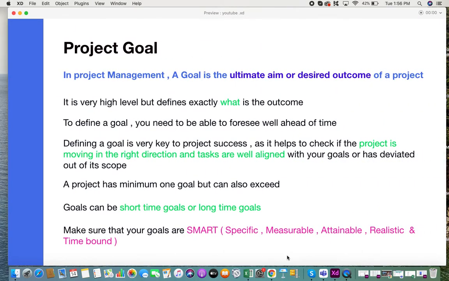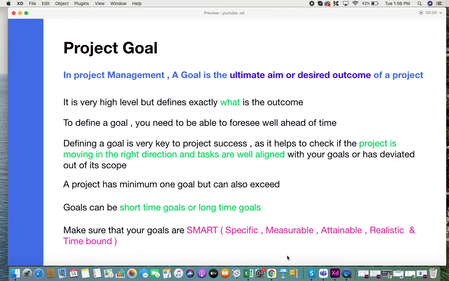So initially, a project goal. In project management, a goal is the ultimate aim or desired outcome of a project. It is basically very high level information, but it defines exactly what the outcome is. It does not have too much information, nor too little. The goal tells you what the product is supposed to deliver at the end of the timeline. What is the desired outcome, and what value is it supposed to provide to your customers? All this information is generally rolled into the project goal.